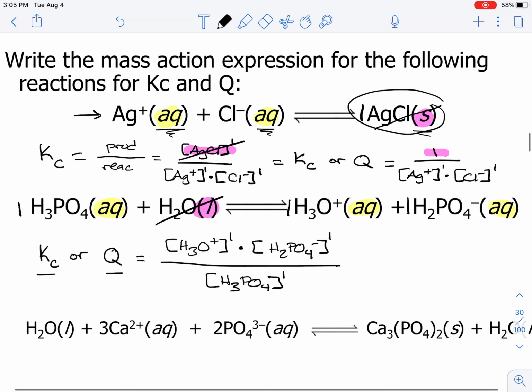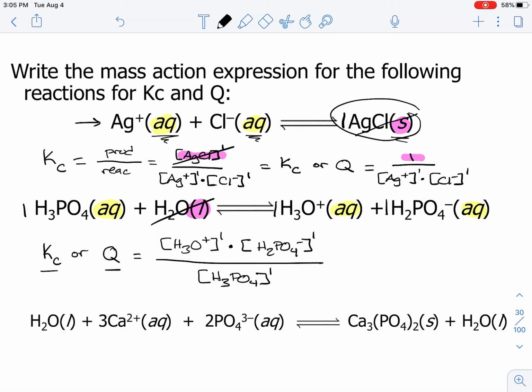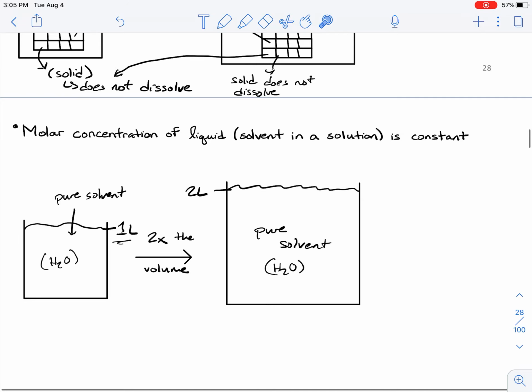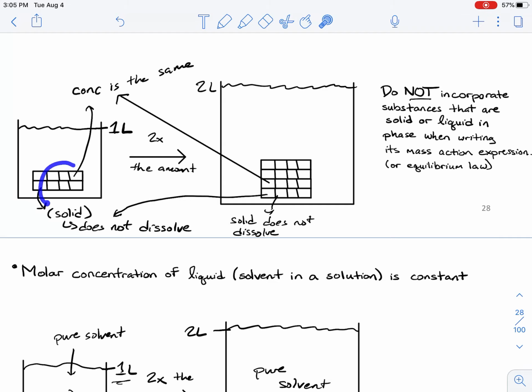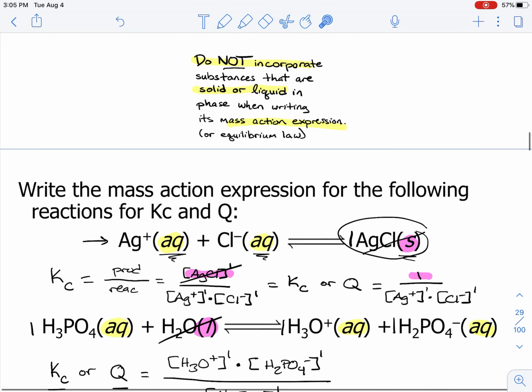And so hopefully you guys are just catching and understanding the trend. We're just simply crossing out or excluding any substances in the chemical reaction that are solid or liquid in phase. Because once again, the value for them is going to be constant if you change the volume. And so doubling the volume, doubling the amount, does not really change the actual concentration. So it doesn't really affect or change the value for Kc or Q.